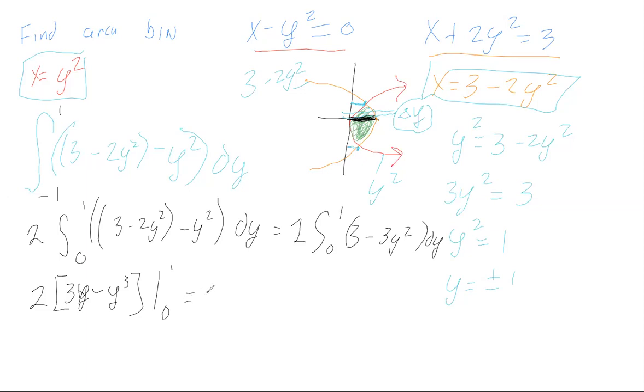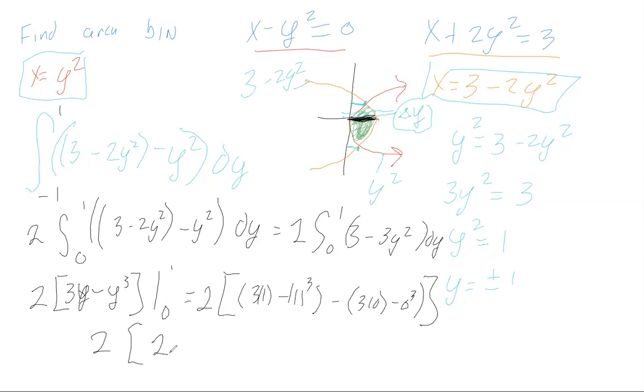So again, I always leave the constant out. Plugging our 1 in, 3 times 1 minus 1 cubed, minus plugging our 0 in, 3 times 0 minus 0 cubed. This is going to give us 2 times quantity. Well, 3 times 1 is 3, minus 1 is 2. 3 times 0 is 0, 0 cubed is 0, minus 0. So 2 times 2. The amount of area that's trapped in here is, in fact, 4.